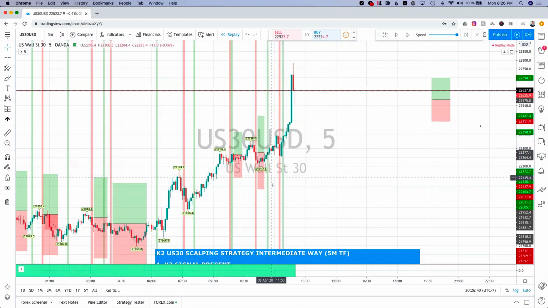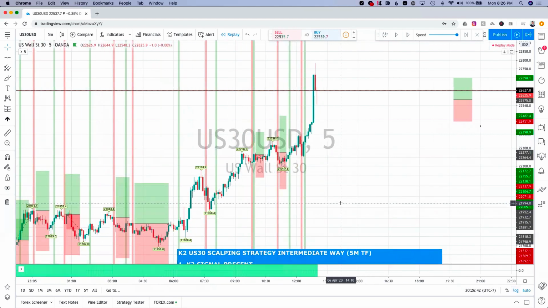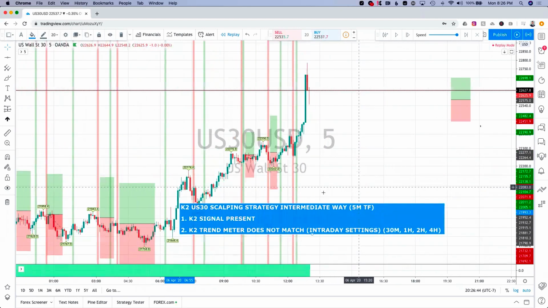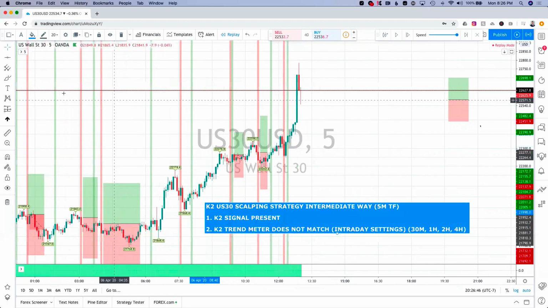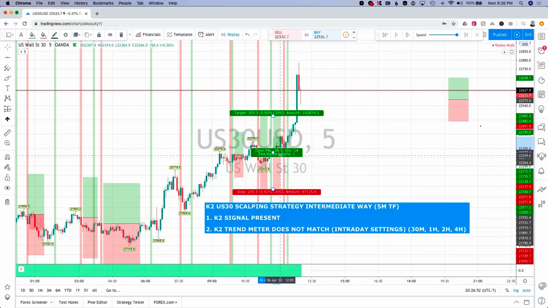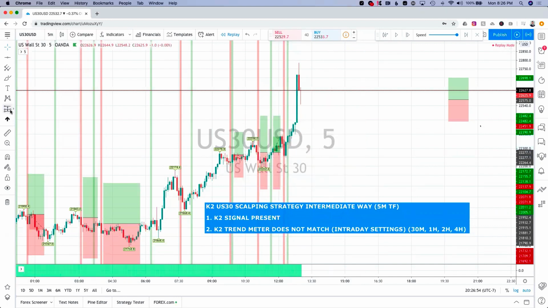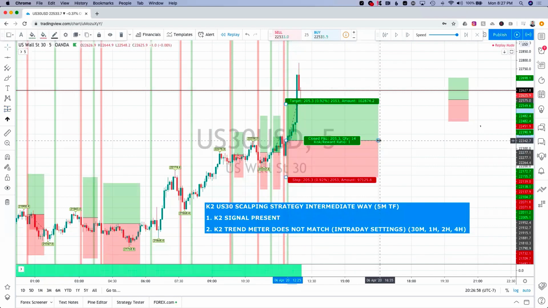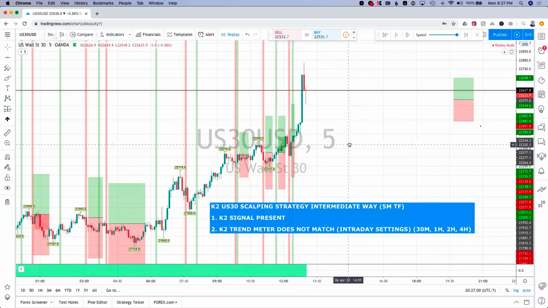And then if you wanted to use the original strategy, these two match right here. It's green and green, so you can enter a buy right here. I mean, there's endless ways to make money. You can match colors, or you can not match colors. I mean, you can make money both ways. It's a win right there.